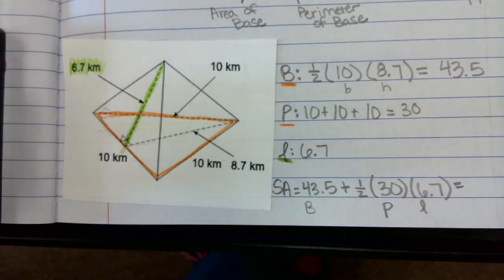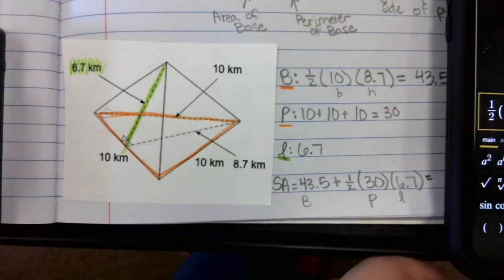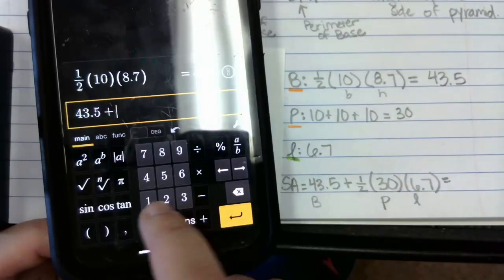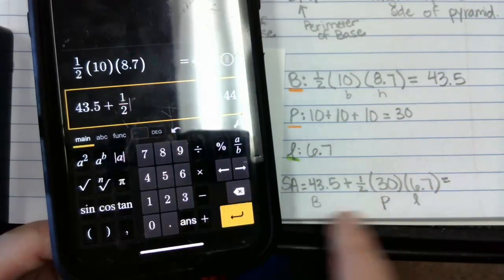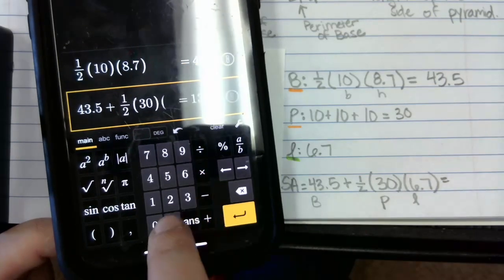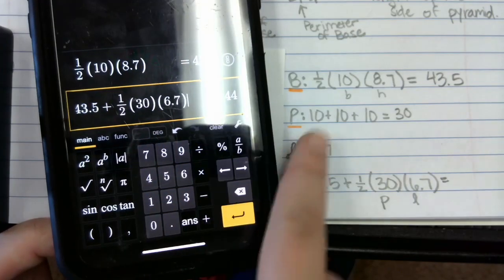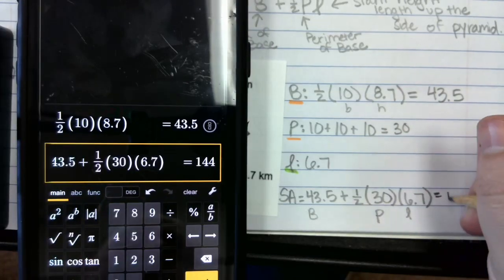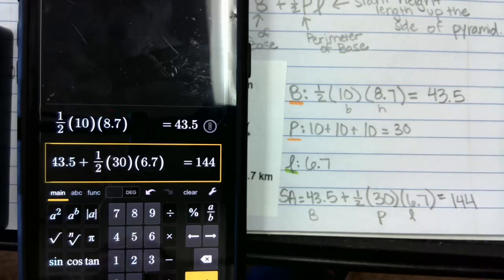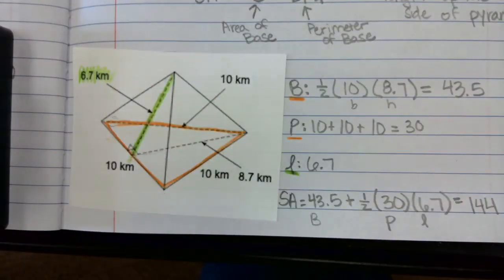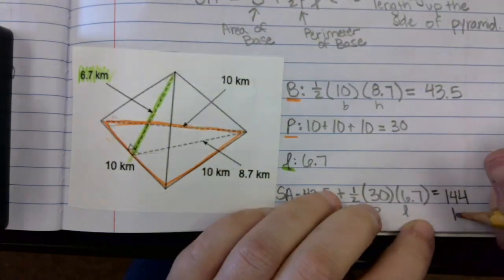Alright, and then we're just going to throw that in our calculator to get an answer. So 43.5 plus 1/2 times our perimeter, 30, times our slant height, 6.7. And we get a handy-dandy 144. Ends up being a whole number, which is crazy. And because it's surface area, how should we label this one? Square what? Kilometers. Beautiful.